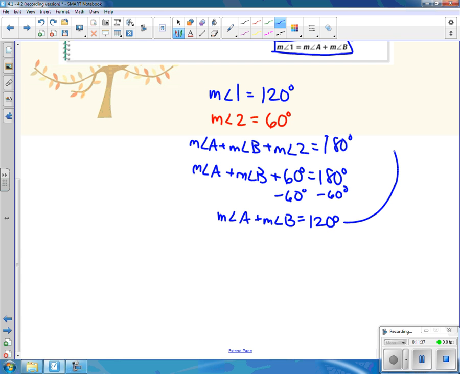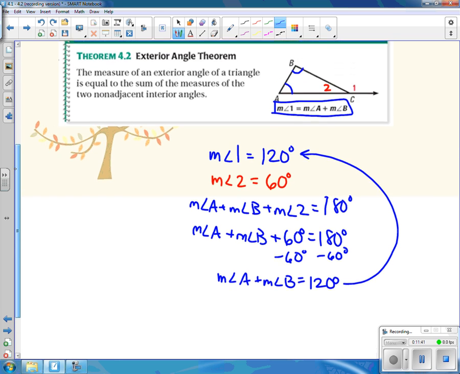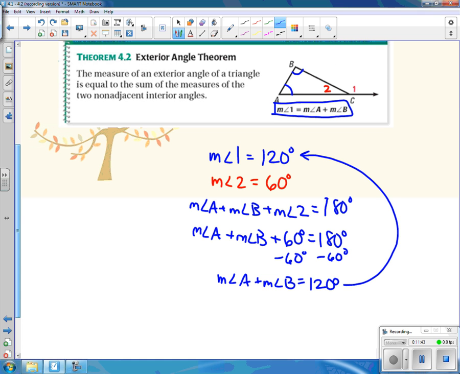If I look back, that's the same thing I had for angle 1. Okay, so it's based off of the fact that these sums are 180. 1 and 2 add up to 180, and A, B, and 2 add up to 180. So the transitive property tells us that angle 1 and the sum of A and B must be the same.